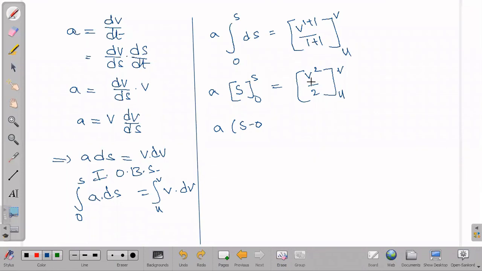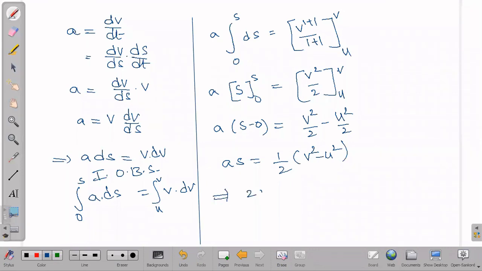Right, now the right side. v square by 2: I have to apply the upper limit v square by 2, and in place of v I apply the lower limit, minus u square by 2. Now the left side is as it is, and on the right side, if I take 1 by 2 common, we have 1 by 2 into v square minus u square. This 2, if I bring it to the left side, we have 2as, and the right side will have v square minus u square. If I rewrite this equation, v square minus u square is equal to 2as is our final expression.